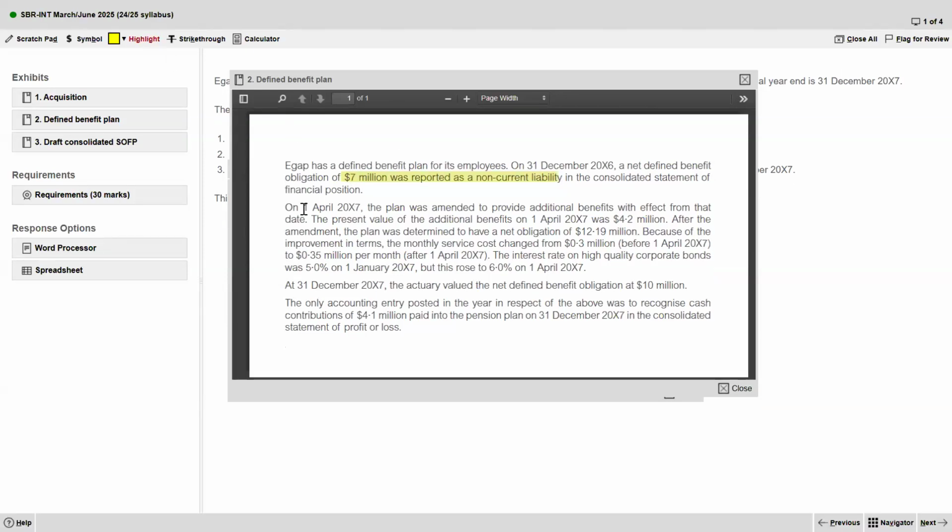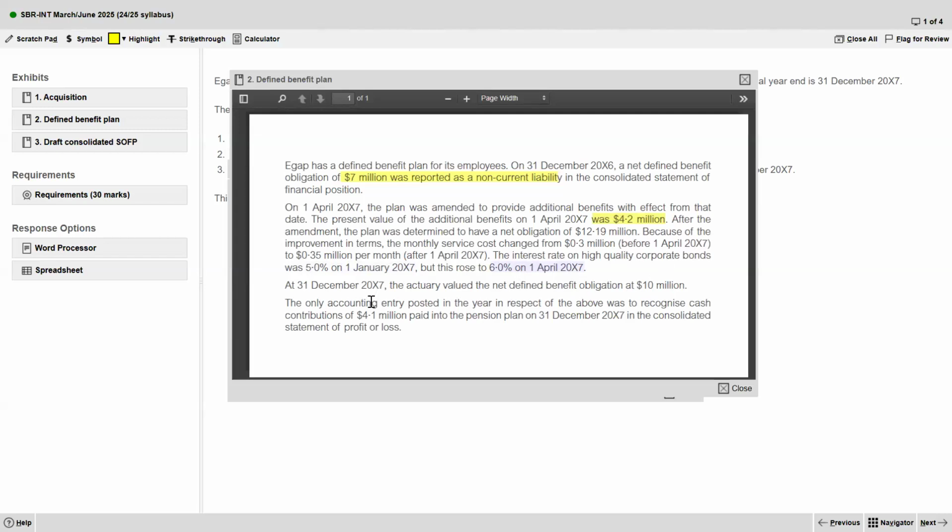Then it says on 1st April X7, the plan was amended to provide additional benefits with effect from that date. The present value of additional benefits on 1st April X7 was $4.2 million. After the amendment, the plan was determined to have a net obligation of 12.19 million. Because of the improvement in terms, the monthly service cost changed from 0.3 million before 1st April X7 to 0.35 million per month after. Interest rate on high quality corporate bonds was 5% on 1st January X7, but this rose to 6% on 1st April X7. At 31st December, the actuary valued the net obligation at $10 million.